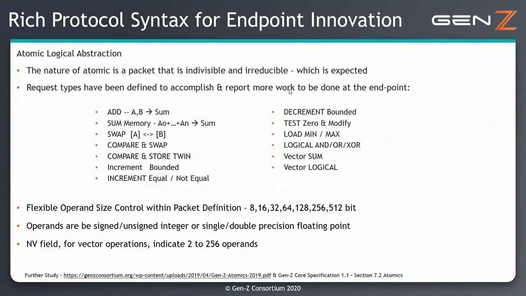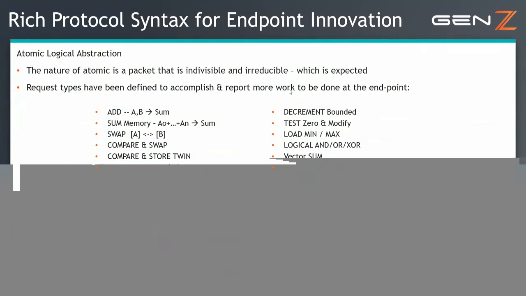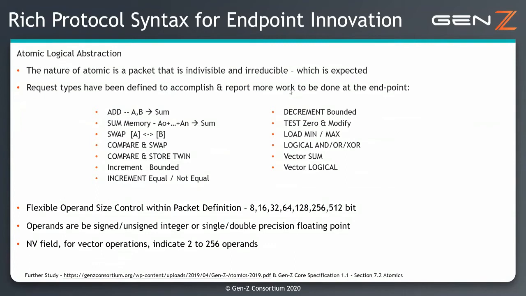Atomic, the first Gen Z optional class, is very interesting. The command in this class may optionally be atomic. Some specific actions among processors of threads rely on atomic operations. So that's why this opclass provides this. This specific opclass allows for logical abstractions moving work to the endpoint and offloading the CPU from the required execution and data fetching. It can operate on scalar values and vector operands. From the description on this slide, these opcodes are fairly obvious.